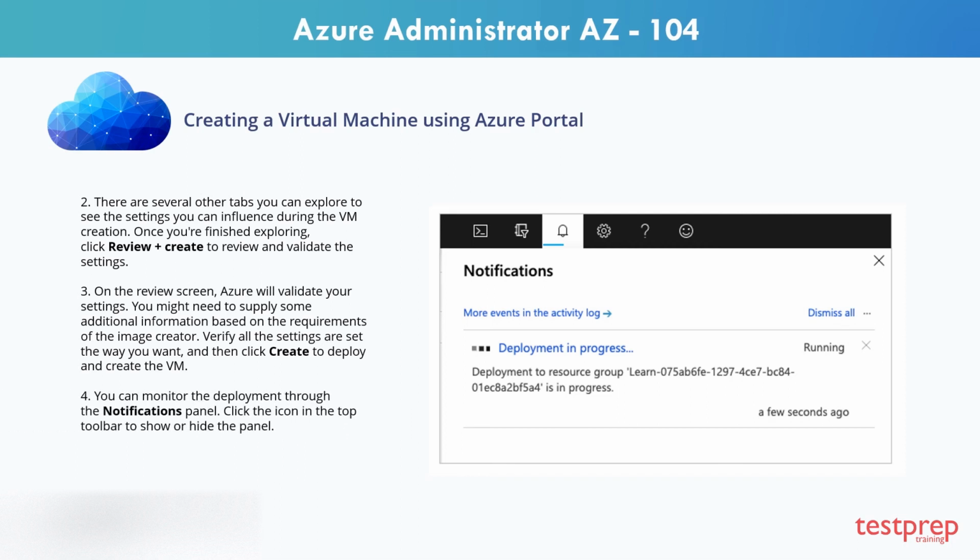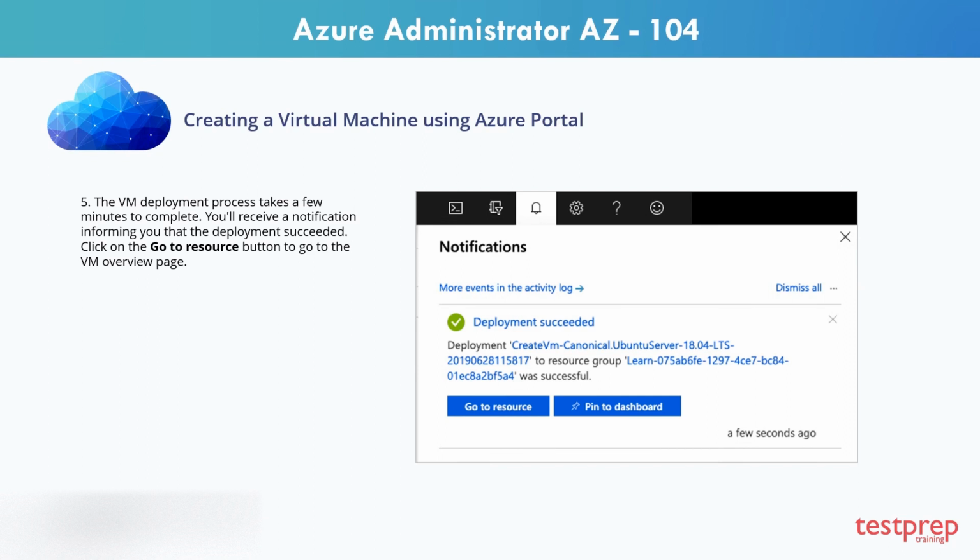4. You can monitor the deployment through the Notifications panel. Click the icon in the top toolbar to show or hide the panel. 5. The VM deployment process takes a few minutes to complete. You'll receive a notification informing you that the deployment succeeded. Click on the Go to Resource button to go to the VM overview page.